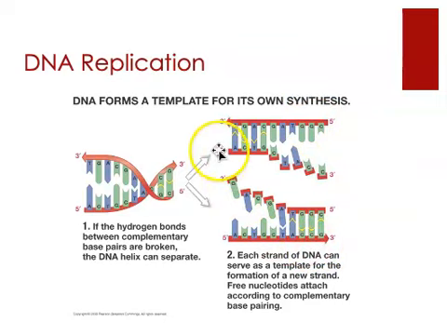The brand new strand can be made because the cell can just match up complementary bases. If it sees an A in the old strand, it knows to put a T with it. If it sees a G in the old strand, it knows to put a C with it. So it's going to build one new strand on each of the two old strands. Semi-conservative replication.